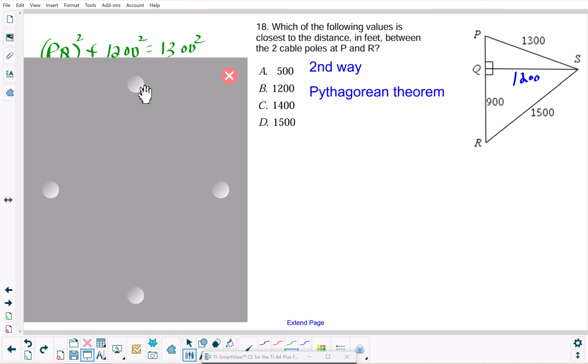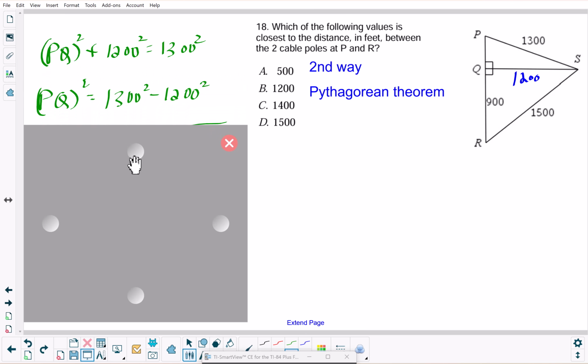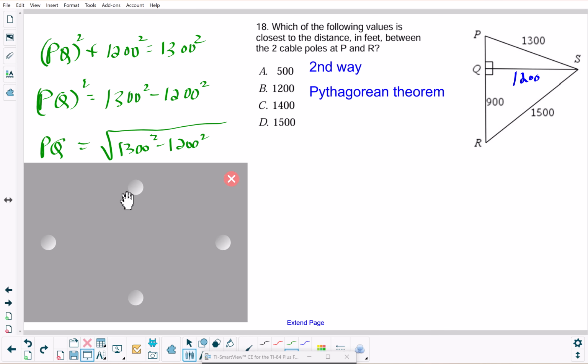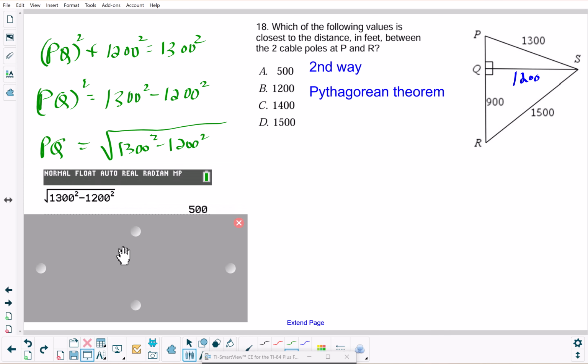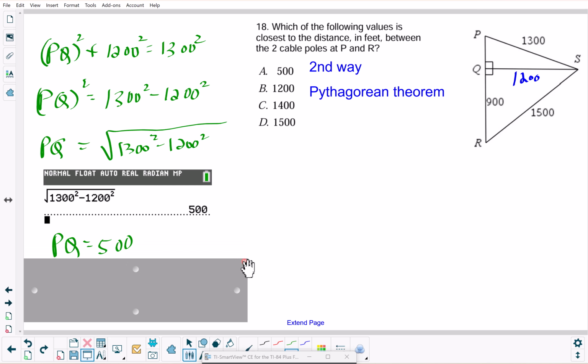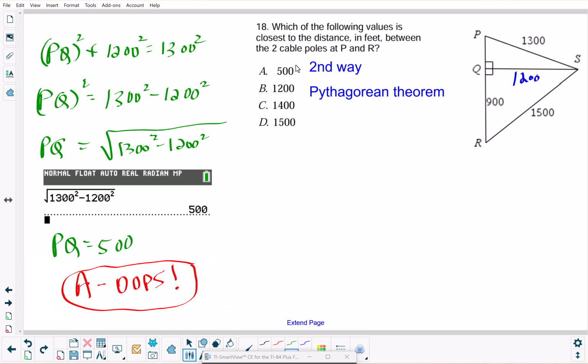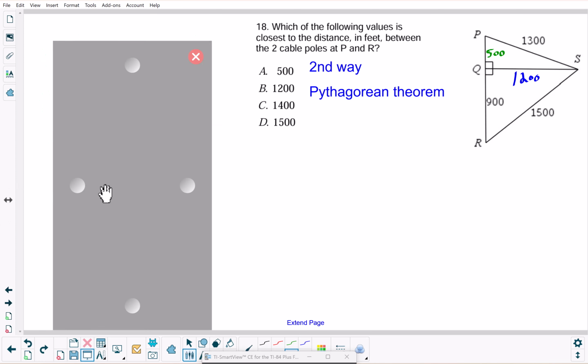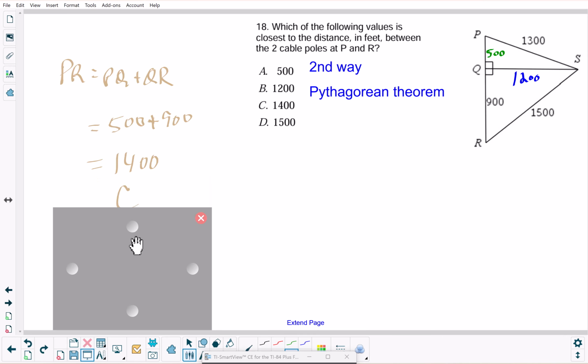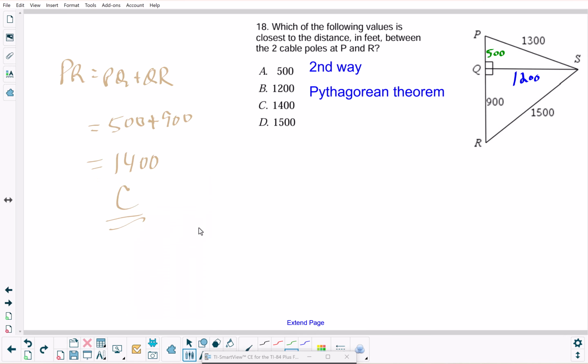Secondly, we can go ahead and say that PQ squared plus 1200 squared equals this hypotenuse squared. And again, subtracting, taking the square root without doing all the multiplication and letting the calculator do all of the work, we're getting 500, which is answer A, but oops, that's not what we're being asked to find. The last part is to, of course, add those two up, and the correct answer is C.